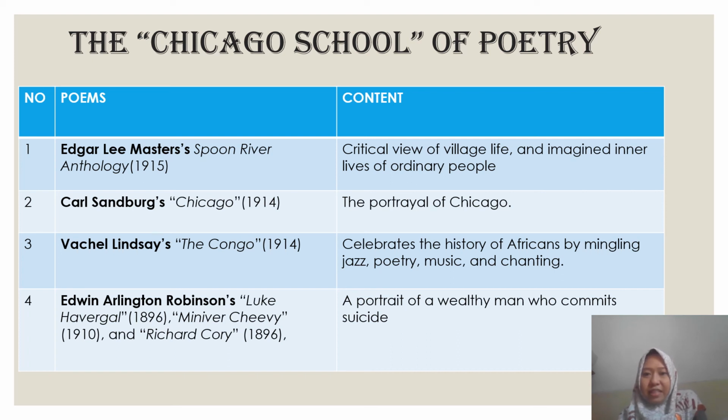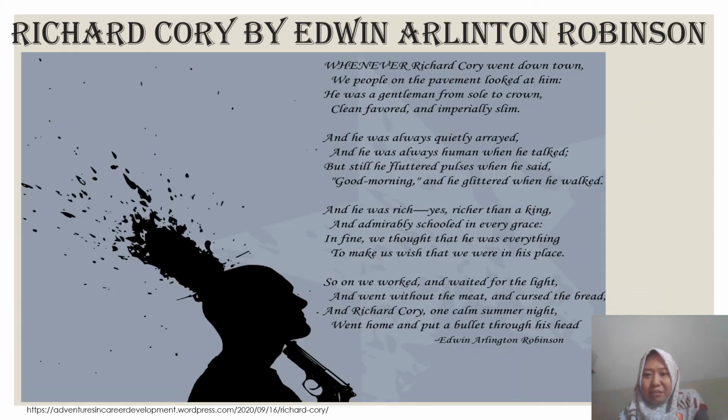What is the poem talking about? The poem talks about the critical view of village life, portrayals of a region, for example, a portrait of Chicago. And then the Congo, this celebrates the history of Africans. Yeah? And then the last, Richard Cory by Edwin Arlington Robinson. This poem, Richard Cory, is a portrait of a wealthy man who commits suicide. Potret dari orang yang sangat kaya dan dia ternyata bernasib tragis di akhir hidupnya, yaitu commit suicide atau bunuh diri, ya. Oke, kita bahas ini ya.